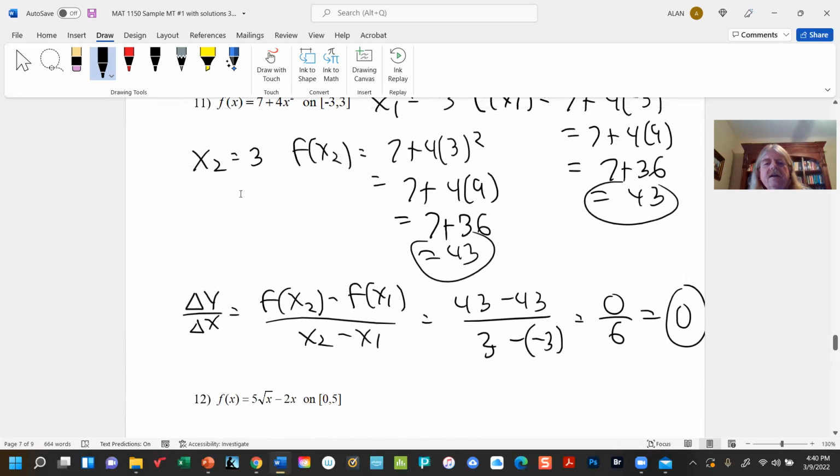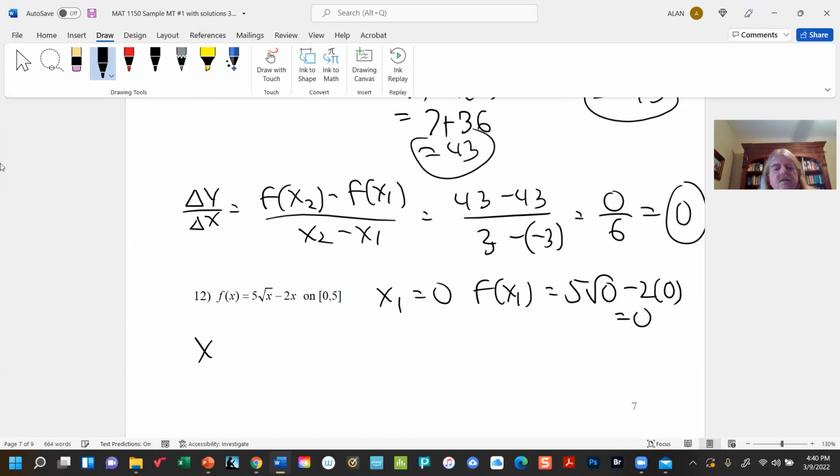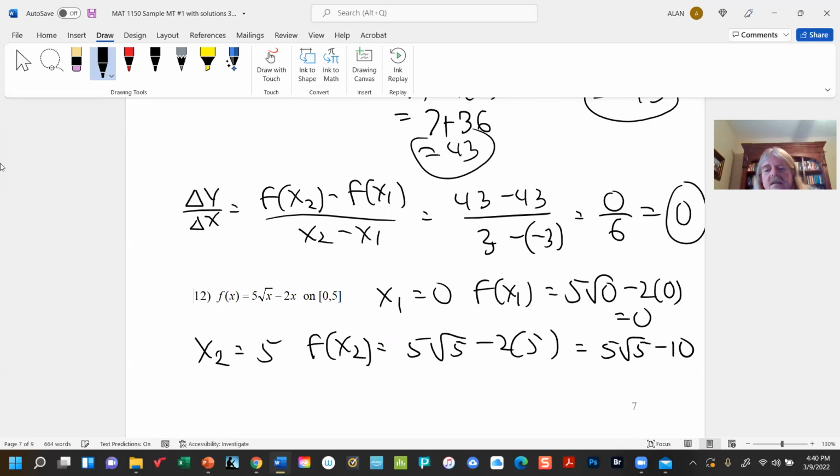All right, now this one, x1 is 0. F of x1 is 5 radical 0 minus 2 times 0. It's just 0. Great. x2 is 5. F of x2 is 5 radical 5 minus 2 times 5. Now, that's not exactly a nice number, but we can work with it.